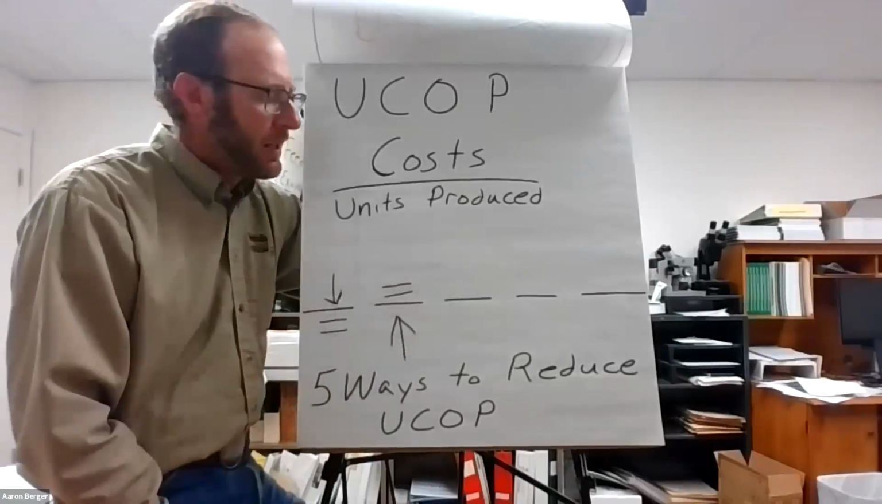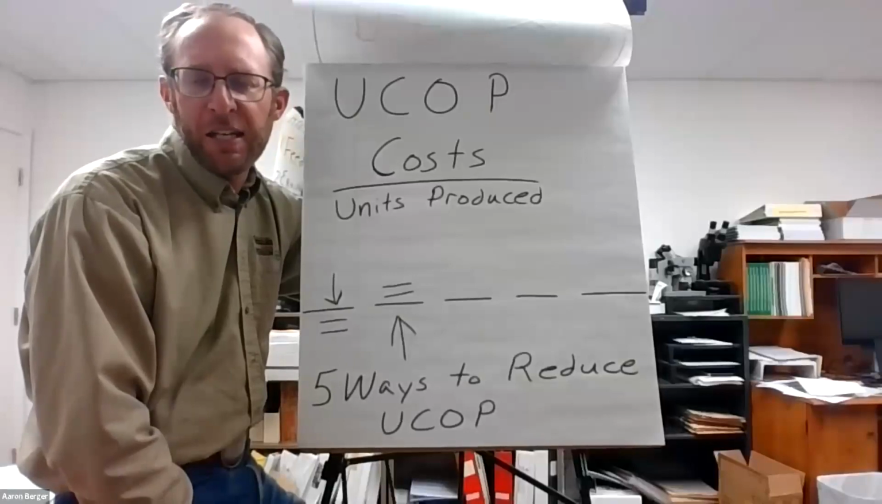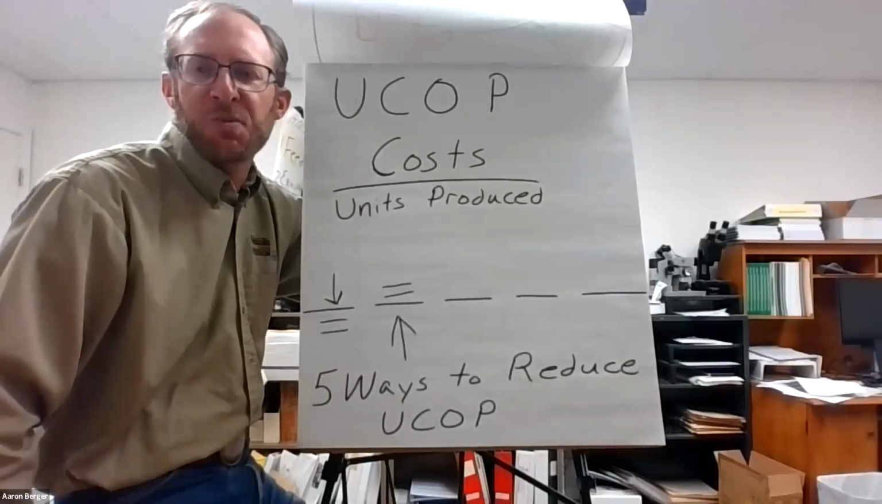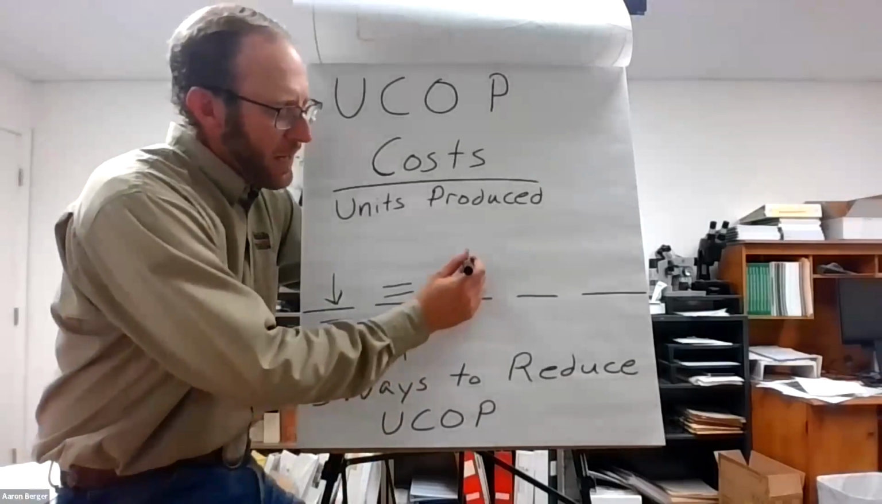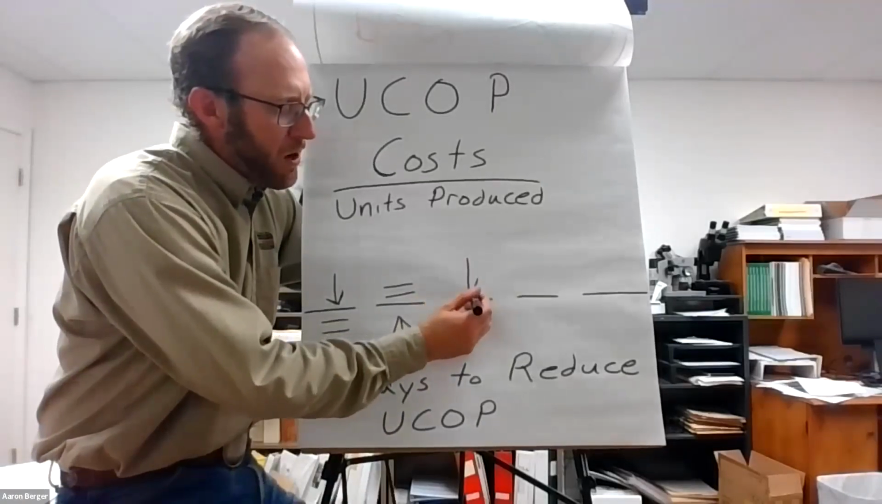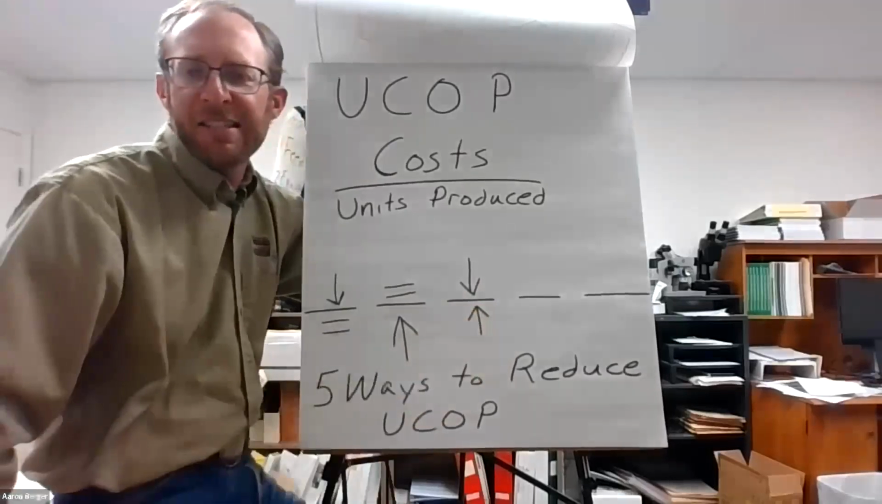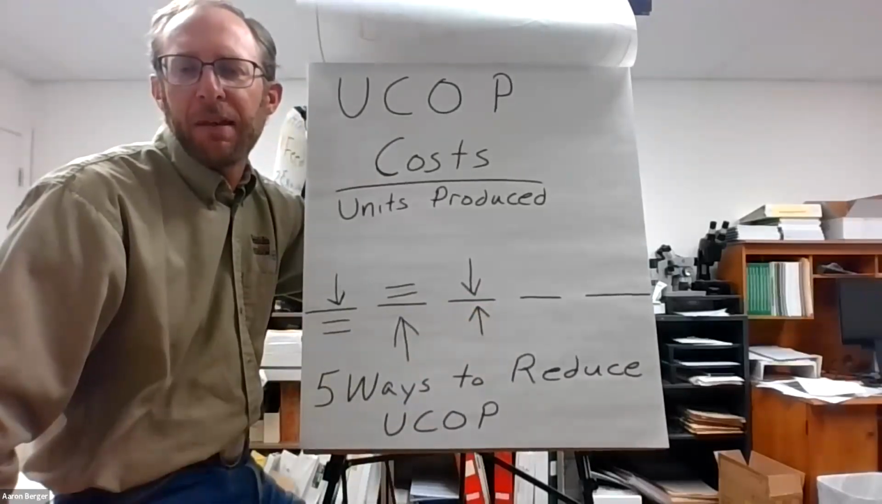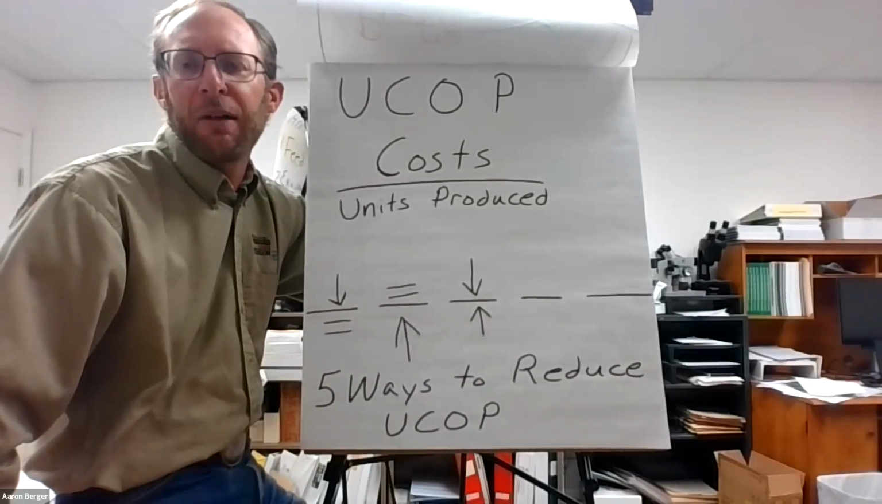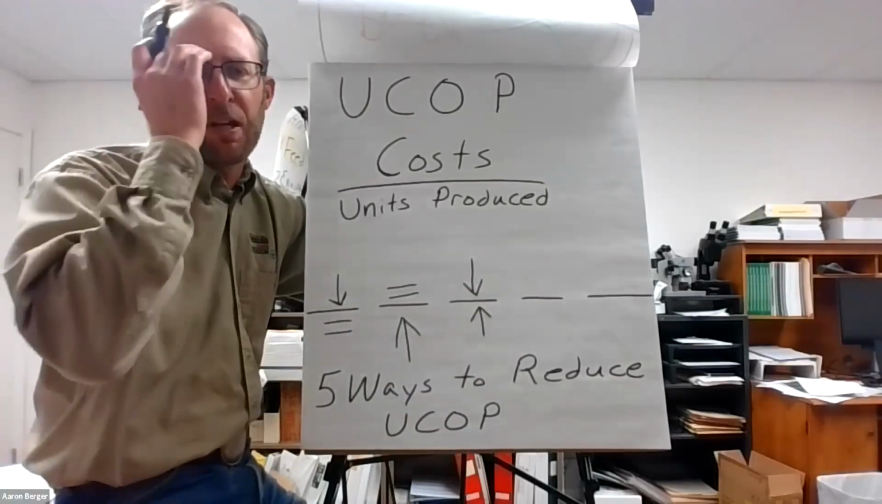All right, another one, this is a home run here. If you can figure out how to do this, this is where you want to do a lot of this. If I can figure out a way to reduce my costs and increase production, that's a home run there, right? And how do I do more of that? How can I reduce my costs and increase production?